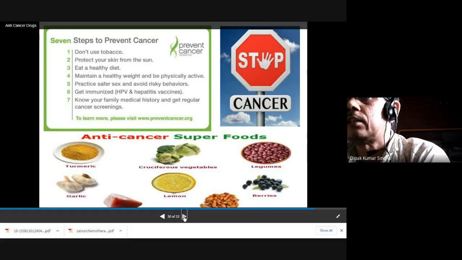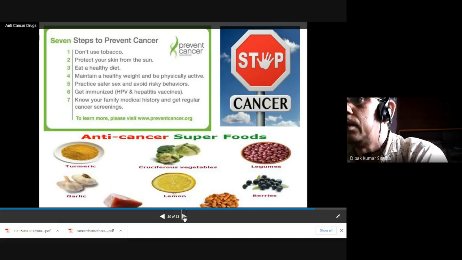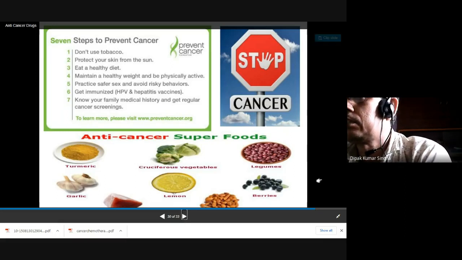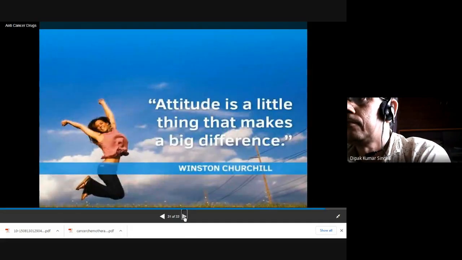If there is a family history, add some foods here. You can use anti-cancer superfoods like turmeric, which has anti-cancer activity, cruciferous vegetables, legumes, garlic, lemon, berries, and others. These different foods are used to prevent the cancer. The attitude is the little things.